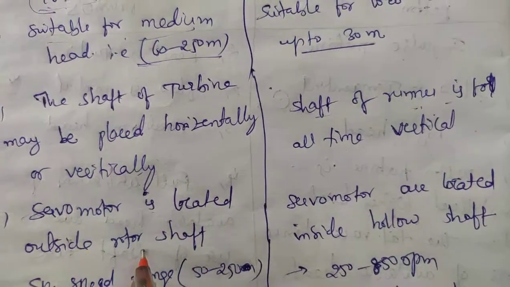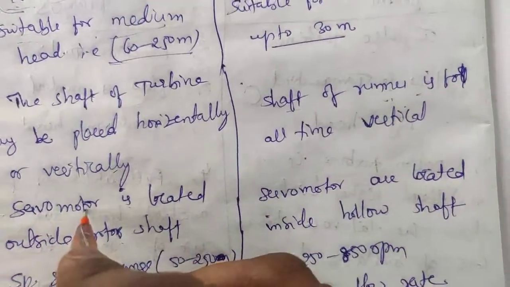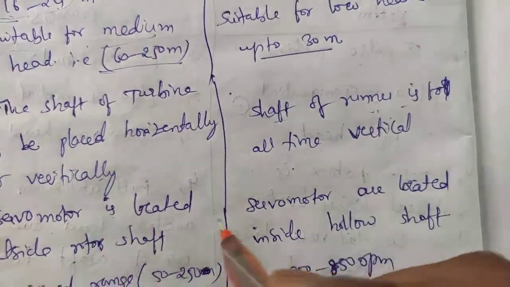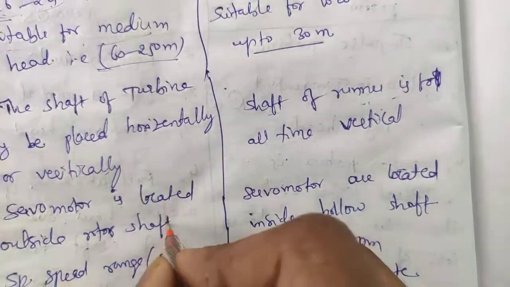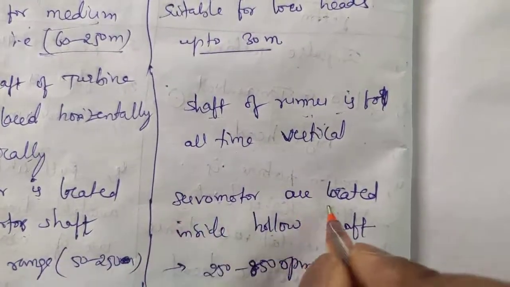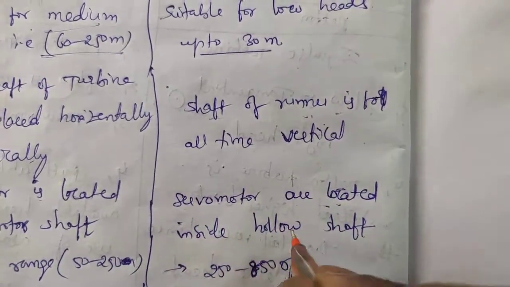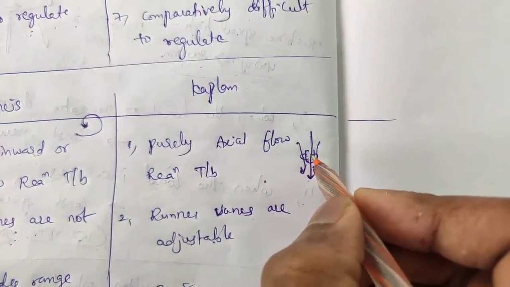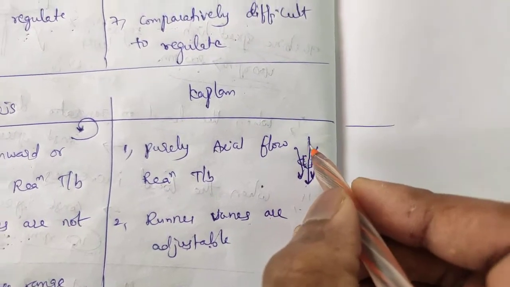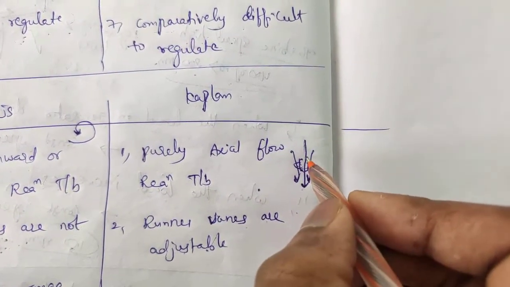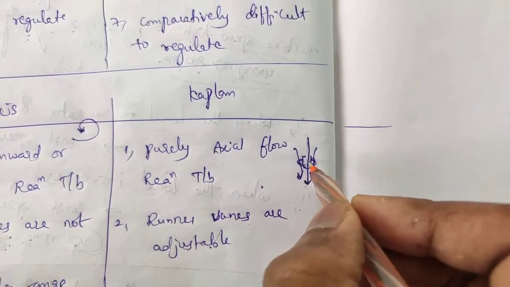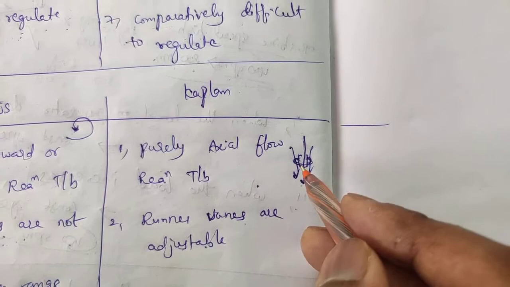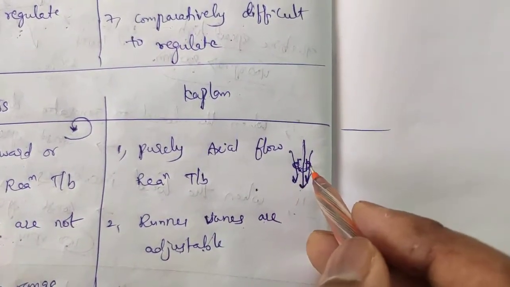Servo motor is located outside the runner, so servo motor is the main component in the governing operation. So this servo motor is located outside the runner shaft in the Francis turbine, but in the Kaplan turbine, servo motor is located inside the hollow shaft. Why? Because inside the hub we fix this servo motor. Due to this governing operation, the blades are movable. So in this way we can regulate the flow of water in the Kaplan turbine.